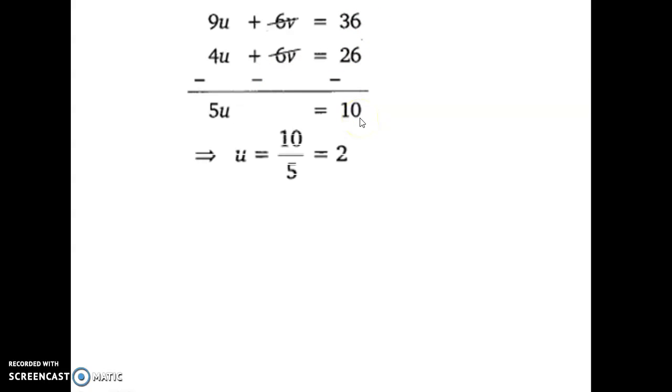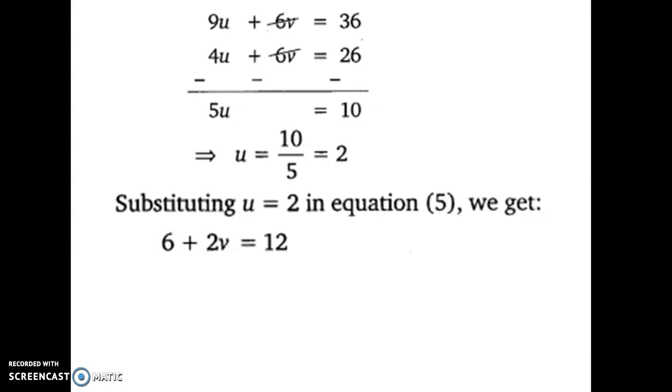So I will get it like this. These two equations are there. I am subtracting, so for the second equation all signs should be changed. Here all are plus, so all are changed to minus. 9 minus 4 is 5u. Then plus 6 and minus 6 will get cancelled. 36 minus 26 is 10. So u equal to 10 by 5 equal to 2.